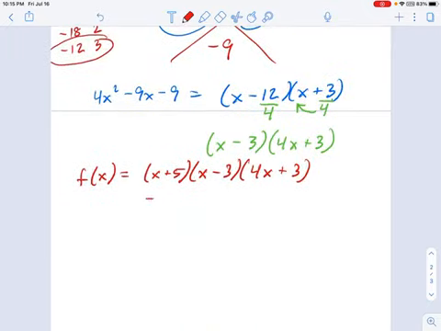So here's my x-intercepts. I have -5, I have +3, and I have -3/4, and you would just enter those as comma-separated values just like that.